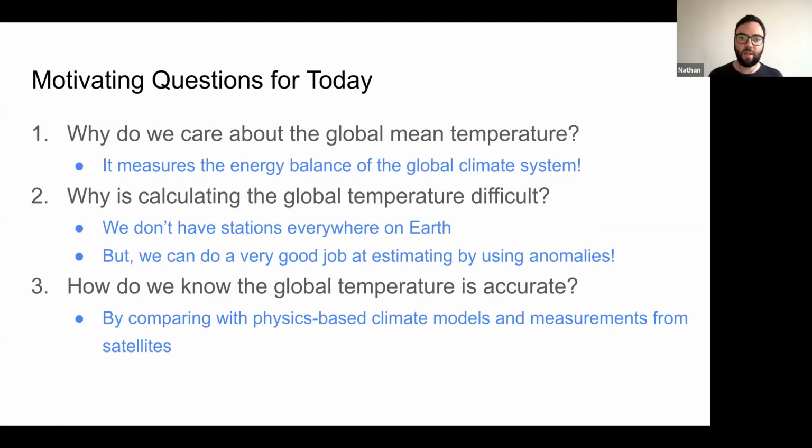Second, why is calculating the global temperature difficult? One of the biggest reasons is because we don't have stations everywhere on Earth. But as I showed, we're able to quantify how good of a job we're able to do with those limited stations. And in fact, we're doing quite a good job at estimating by using surface temperature anomalies rather than the actual temperatures. And then finally, how do we know the global temperature is actually accurate? I've shown you two comparisons: by comparing with physics-based climate models, as well as comparing with measurements from satellites.